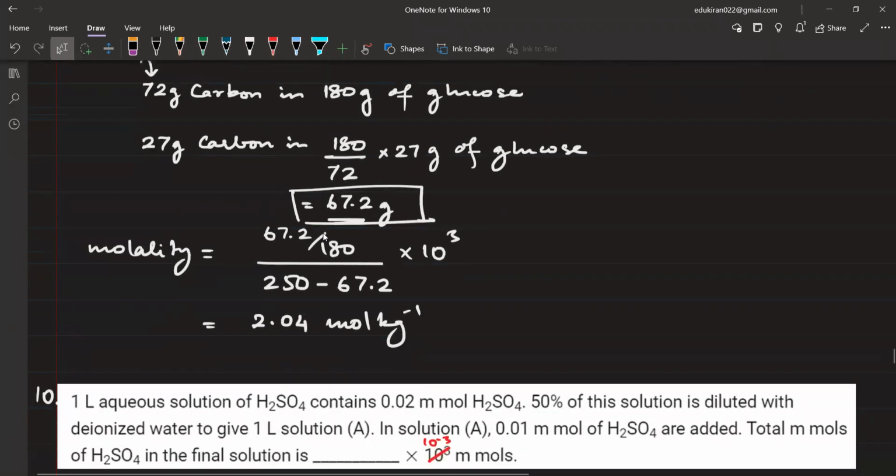Here molality will be equal to what? This is number of moles divided by the mass of solution minus the mass of solute. Solute क्या है आपके पास? This is glucose. Glucose is solute. Mass of solution minus mass of solute is going to give me what? Tell me, guys.